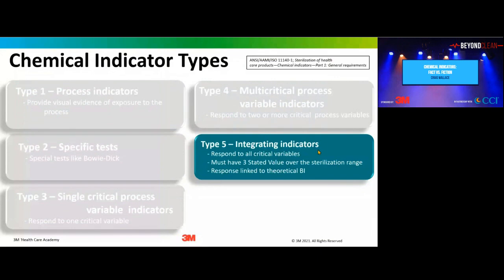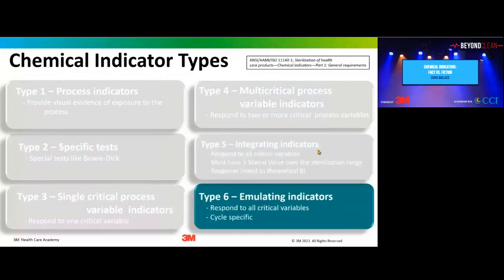Then the last one is the type 6. These are called emulating indicators, sometimes called emulators. They again respond to all of the critical variables. These are intended to be cycle specific. So they will state a stated value, like that example we had of 135 for 3 minutes, or I'm sorry, 2.4 minutes. Whatever the stated value of the type 6 is, it has to line up with the sterilization process. So in your department, if you have half a dozen different steam sterilization processes running, you'll have to have a separate type 6 indicator for each process.